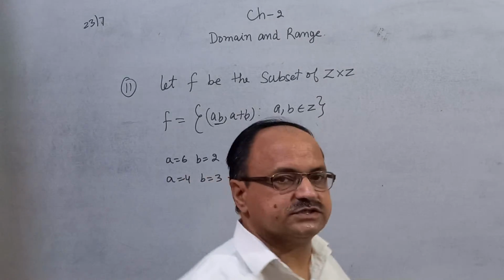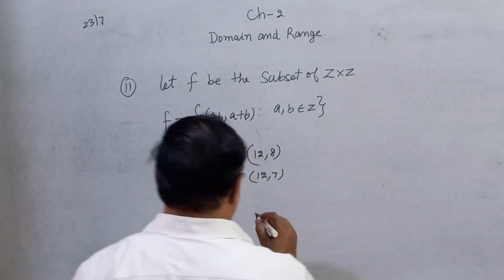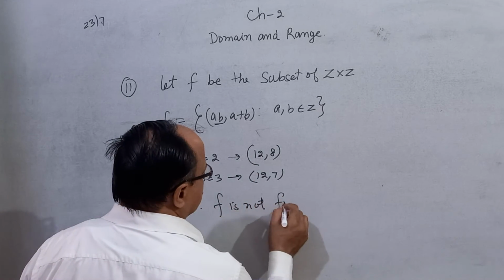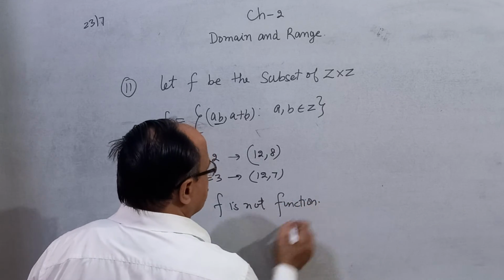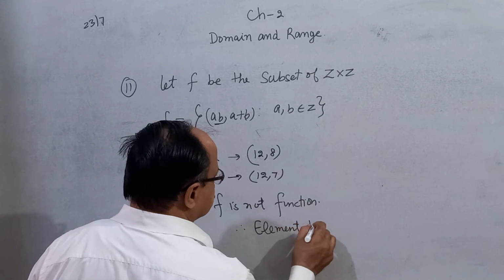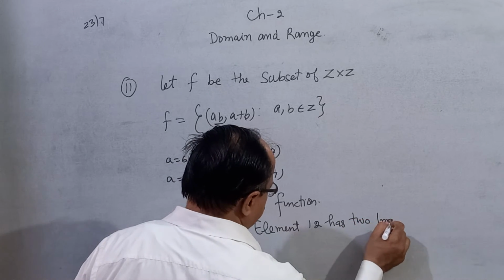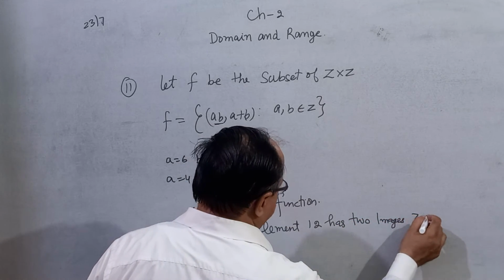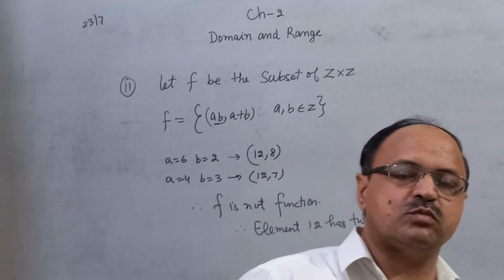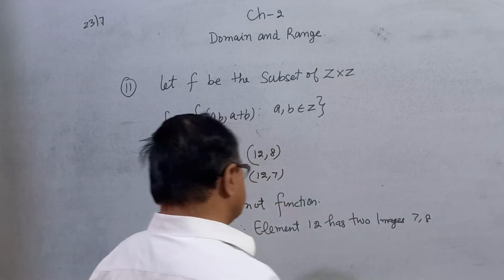Therefore, you can say it is not a function, because 12 has two images, 7 and 8, right? If any element has two or more images, that is not a function. Correct? This is the answer.